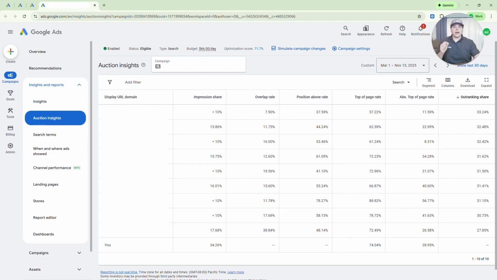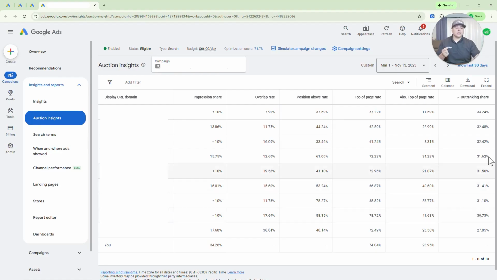And finally, outranking share. I love this metric. It tells me how often we beat a competitor or showed when they didn't. Even with a tight budget, we're outperforming big name brands a good chunk of the time. Okay, so I sorted it. Here we are. We're at the very bottom. Again, doesn't make sense for Google to give us a percentage on that. And then up here, it's 33%, 32%, 32%, 31, 31, 31, 31, 30, 27%.